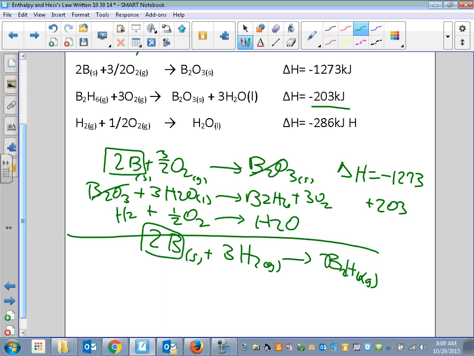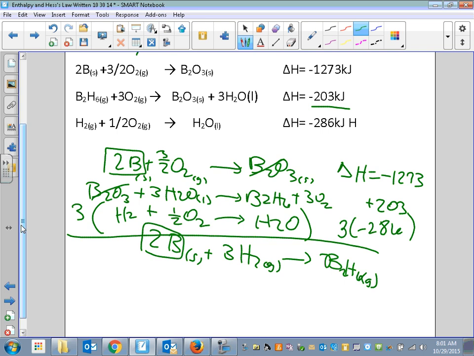Yes, so you need 3 H2s in the end. So I already know I'm going to multiply this whole thing by 3. So what do I do to the delta H? Also multiply by 3. So that's going to be 3 times negative 286 as our delta H. Then we just want to make sure, and it always works out unless we've done something horribly wrong, that everything cancels.